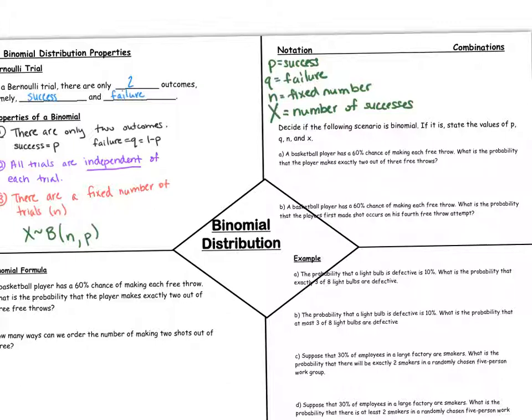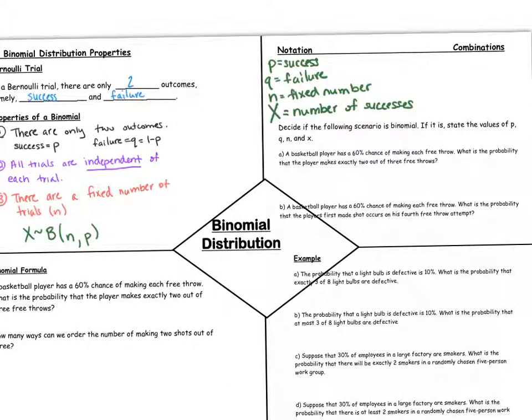The first thing you have to do with any binomial problem is establish that it is binomial, and you're going to check three things again. Make sure you have only two outcomes, success and failure. Make sure that each trial is independent, and make sure you have a fixed number of trials, all right? So look at the example. Decide whether the following scenario is binomial. If it is, state the values of P, Q, N, and X.